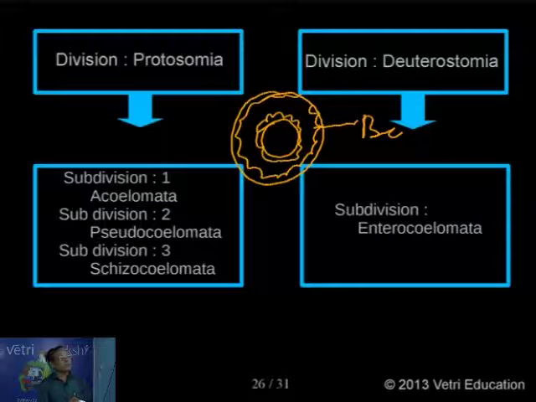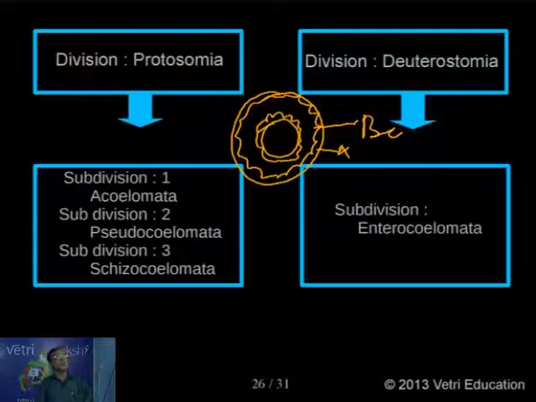So lining the gut as well as the body wall, simply lining the body cavity. If this coelomic epithelium is present, then the body cavity is called a true coelom, or eucoelom. But in the case of pseudocoelomates, normally there is no formation of coelom.